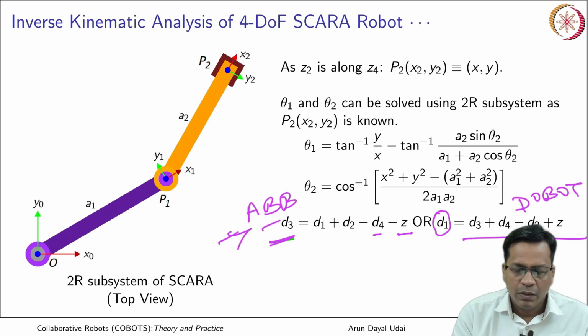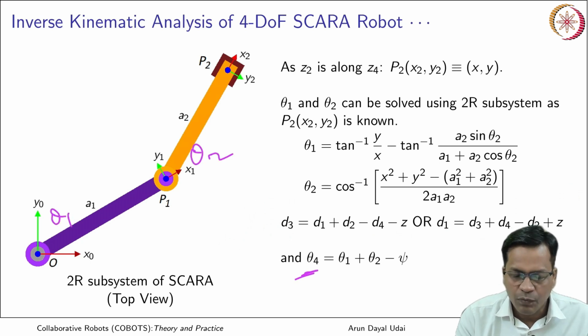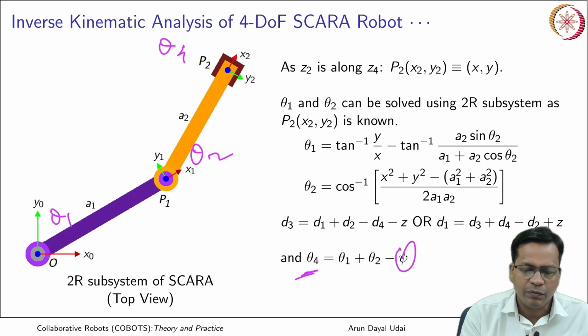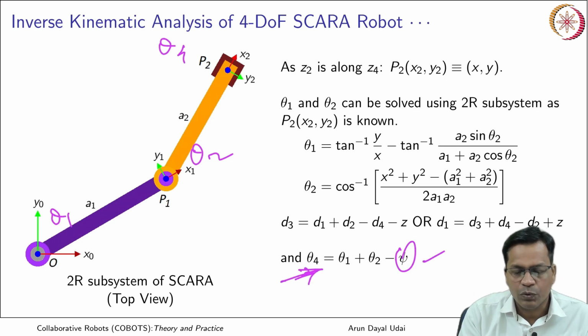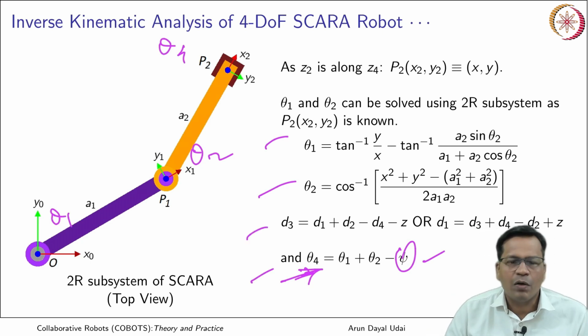Now if you have to get theta 4, you can quickly write: psi is equal to theta 1, theta 2 and the final angle that you also had, that is the variable one, theta 4. Psi is already given, that is the end effector orientation, the yaw angle. So you just use it and you can get theta 4. So you have solved for theta 1, theta 2, D3 and theta 4. So this is how a SCARA robot is solved.